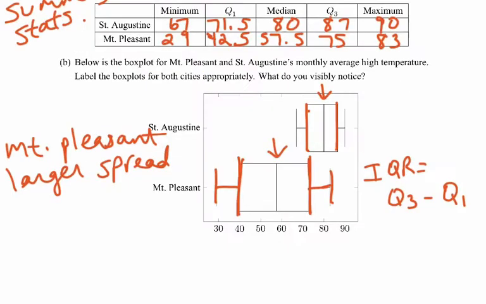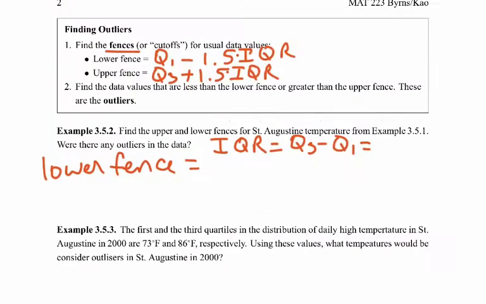So I'm going to go back a page. So for St. Augustine, Q3 was 87, Q1 was 71.5. So we're going to do 87 minus 71.5. So for St. Augustine, the IQR was 15.5. Now let's use that in our calculation for our lower fence.